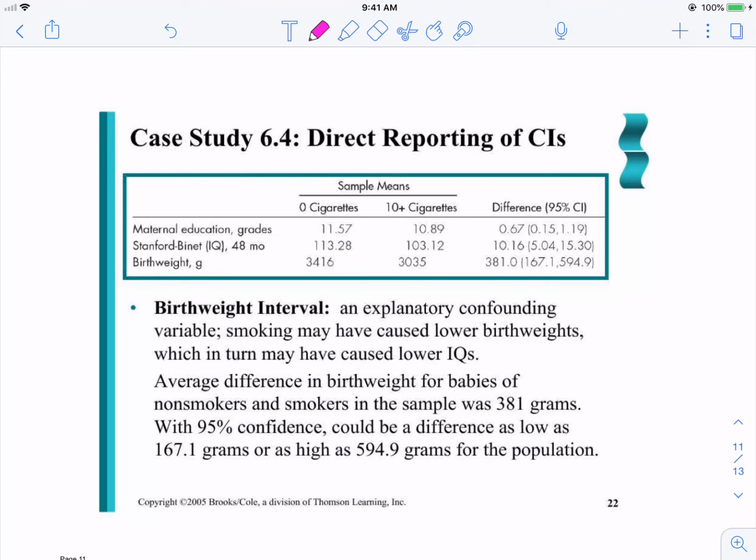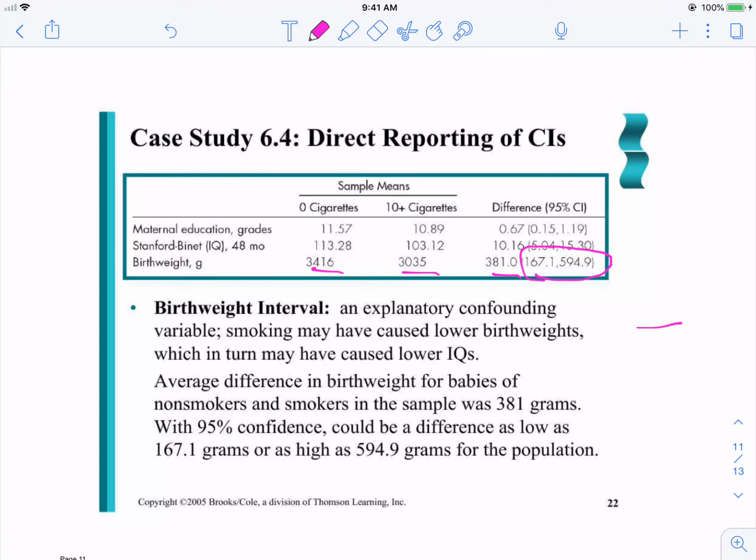Lastly, we're looking at the birth weight of the children. The birth weight interval, again, we see the two sample means for the non-smokers and the smokers. We see the difference in grams between those two, 381 grams. So our 95% confidence interval, we are fairly certain that there is a difference, and that is between 167 grams and 594, almost 595 grams. Okay. So once again, we see a significant difference between these.